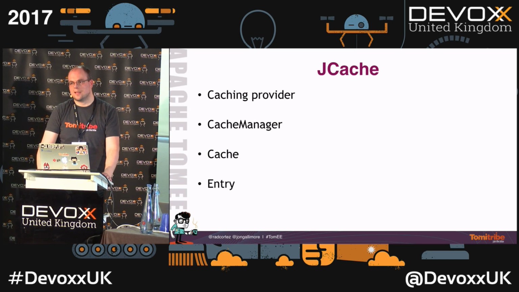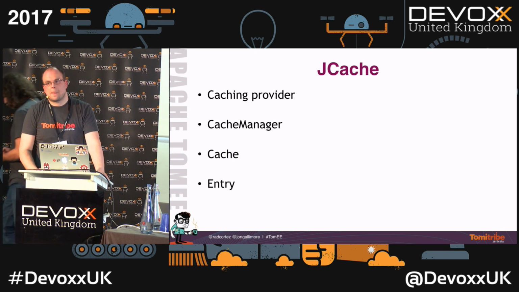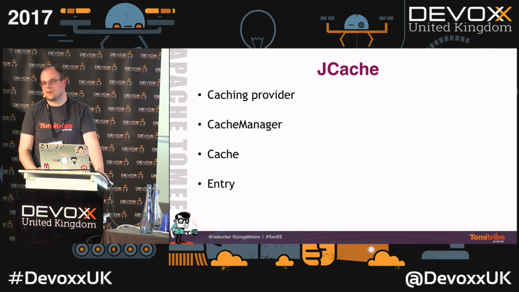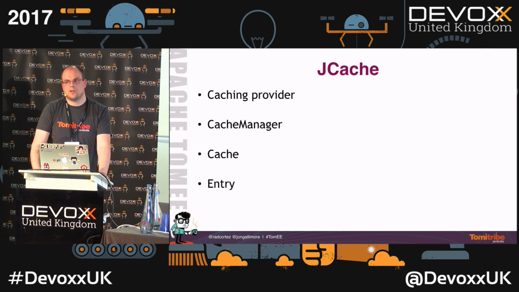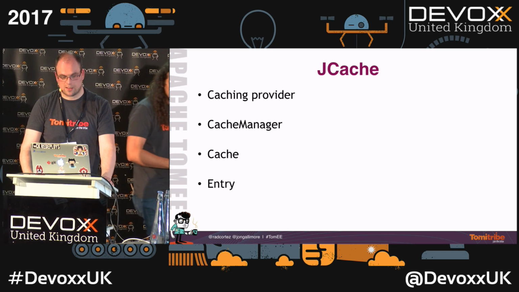There are four key concepts that you need to know about, which are on the board there. The caching provider, in effect, allows you to select between any number of different caching providers that are available in your server or your application. You can deploy a number of different implementations of JCache into your server, and you can use the default one that a call to Caching.getProvider will give you, or alternatively, you can specify the name of the caching provider that you want to pick up.